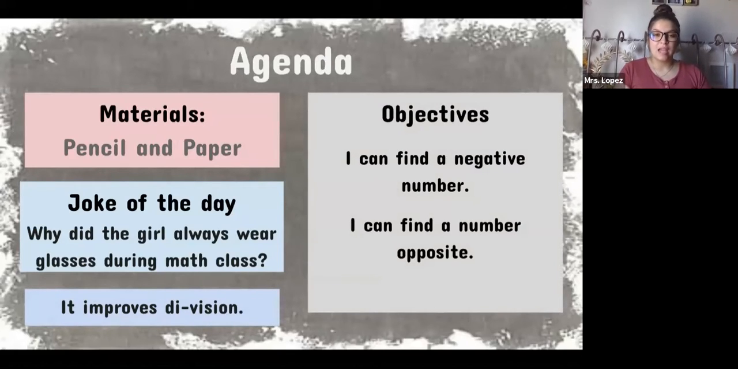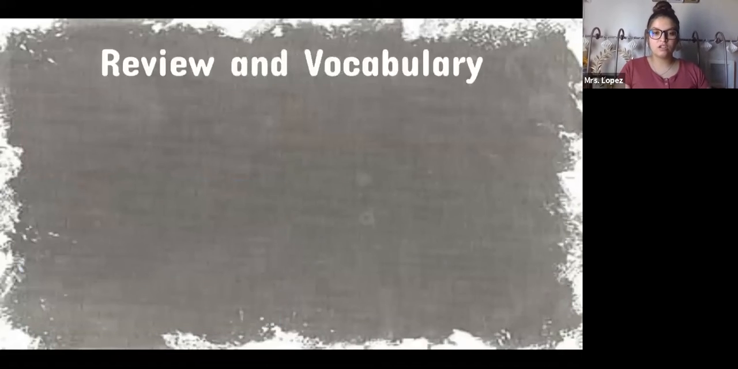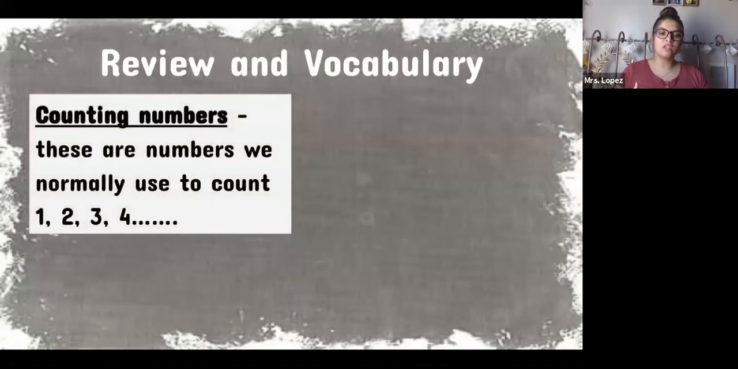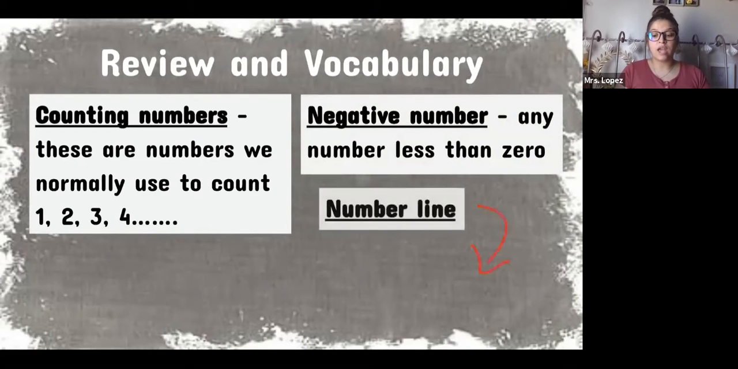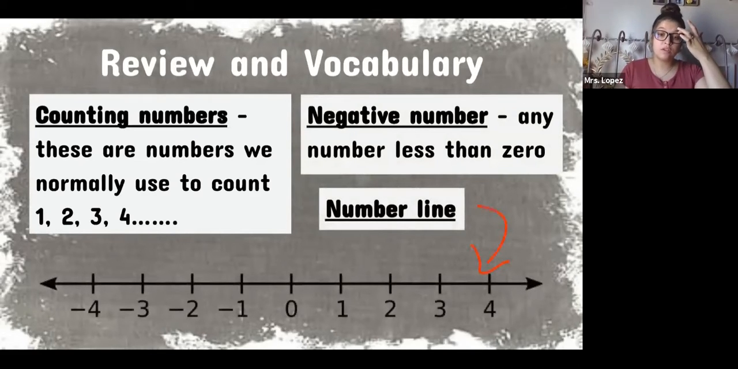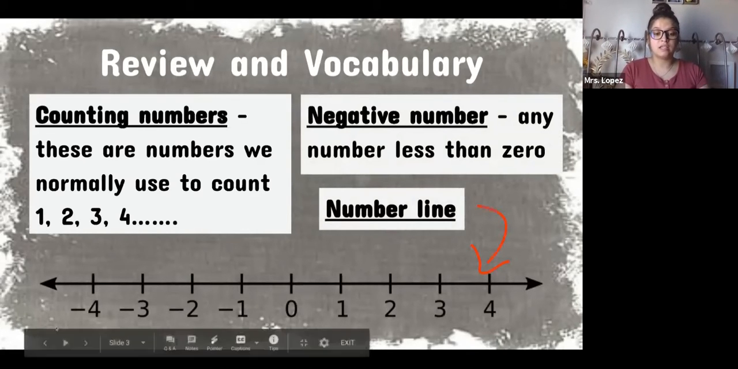Okay, let's get started. We're going to do a little bit of review. We have counting numbers. These are numbers that we normally use to count, like 1, 2, 3, 4 or 2, 4, 6, 8. Those are the numbers going up from 0. We have our negative number. A negative number is any number less than 0. We're going to show you what a negative number is today. And then also we have our number line. Most of you may have already known what a number line is, but to visually see it, here is your number line.